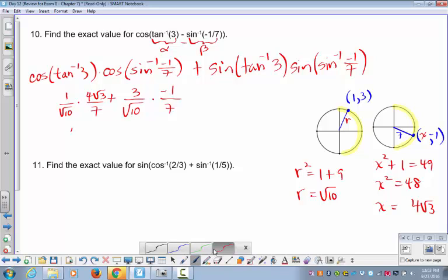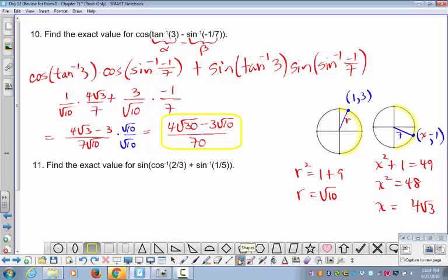So here we end up with 4 square root 3 minus 3 over 7 root 10 is the common denominator. And if you rationalize the denominator so that you don't have a square root in 2 places, we end up with 4 root 30 minus 3 root 10, all divided by 70. All right, so that's a longer one.